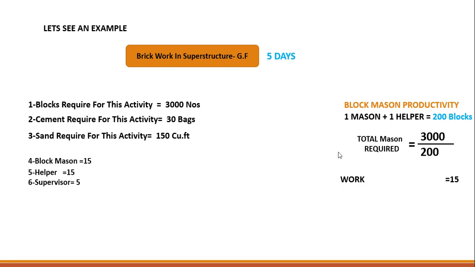So we need a total of 15 block mason and 15 helper to complete this activity of 3000 blocks. Now you can see here this is called work in MS Project. Now unit per day will become 15 divided by 5 as 3. 3 mason plus 3 helper, so this is called unit.